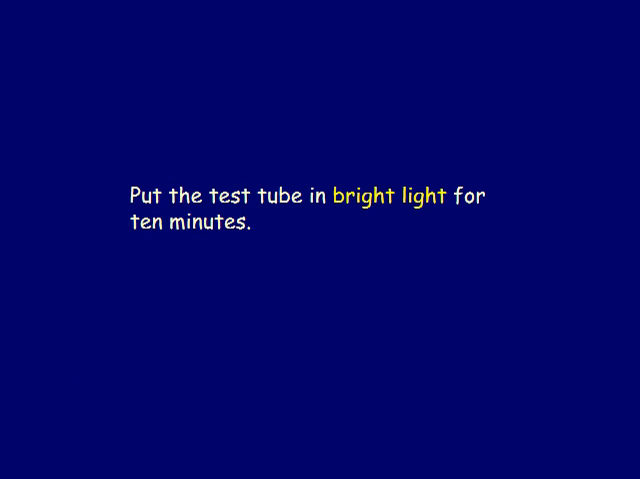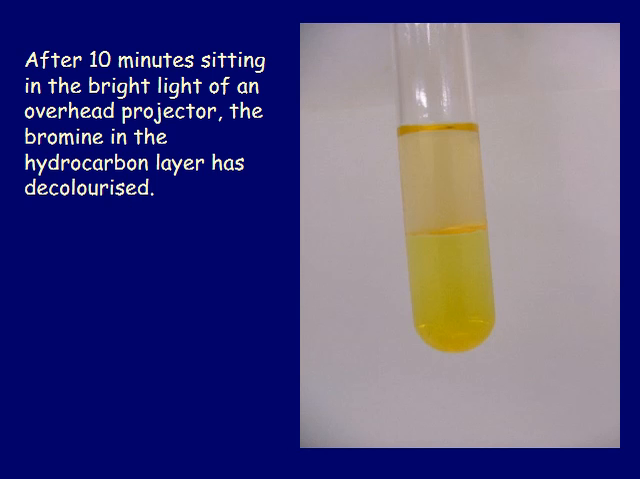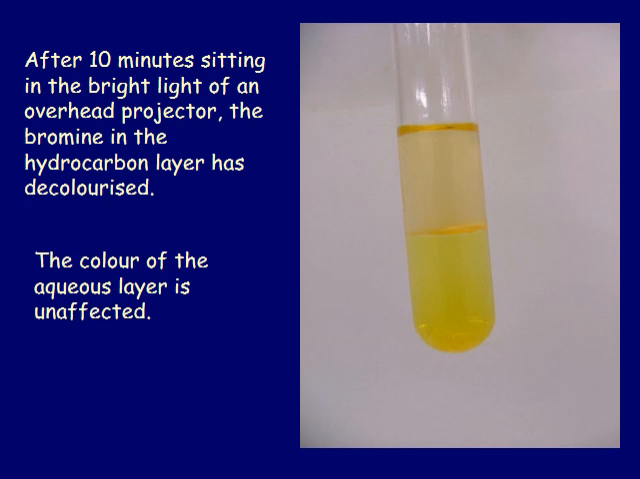However, if you put the test tube into bright light for 10 minutes, look what happens. After the 10 minutes is up, sitting in the bright light, say of the sunshine outside, or an overhead projector, the bromine in the hydrocarbon layer has decolorized. The top layer is no longer a dark orange, it is clear. And the color of the bottom aqueous layer is still the pale orange, as you'd expect from a little bit of bromine left in it.